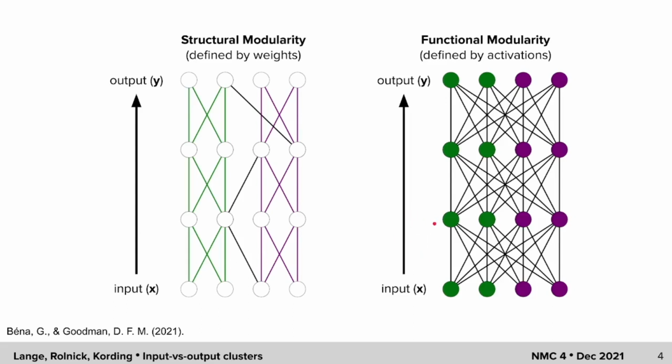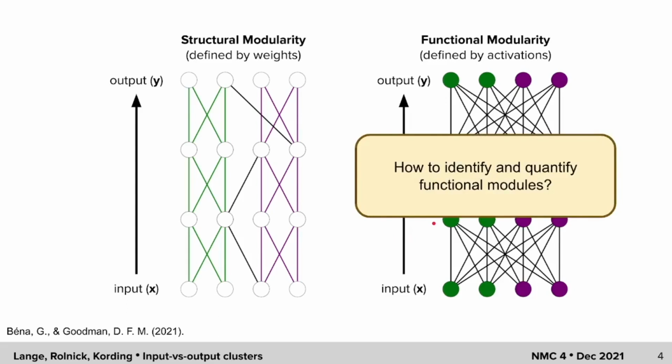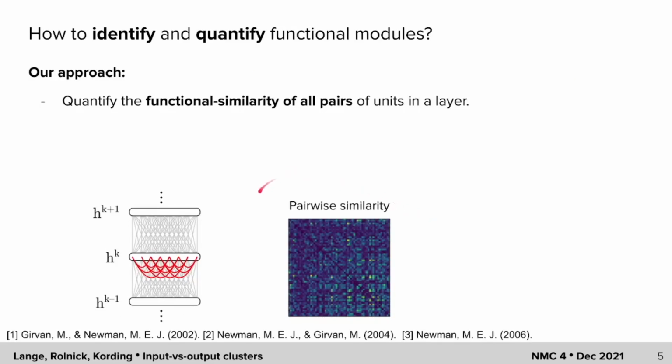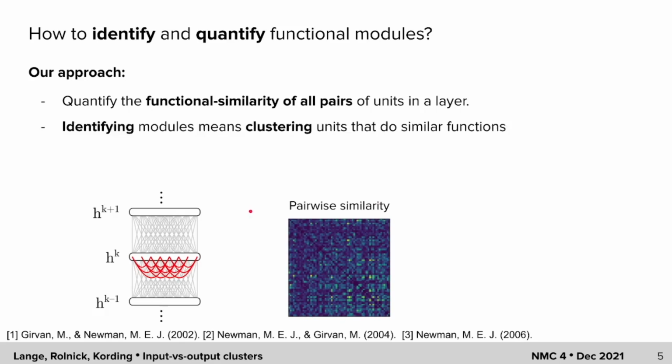This brings us to the first major question. How can we detect and quantify functional modules by looking at hidden unit activity? Our approach begins by selecting a layer of a neural network and quantifying the similarity of all pairs of units in a layer. Identifying modules then becomes a clustering problem of finding similar functioning units.